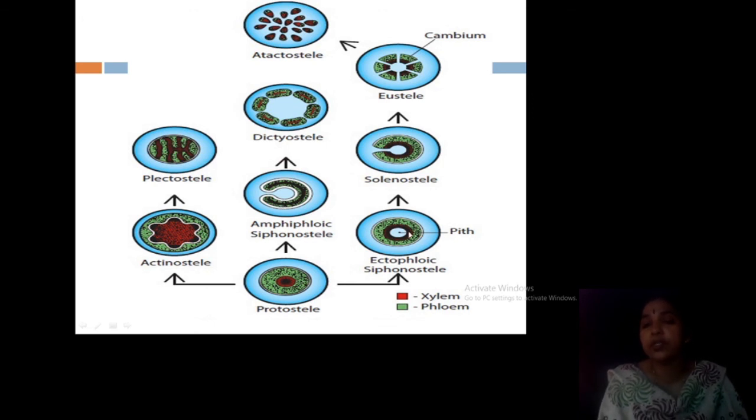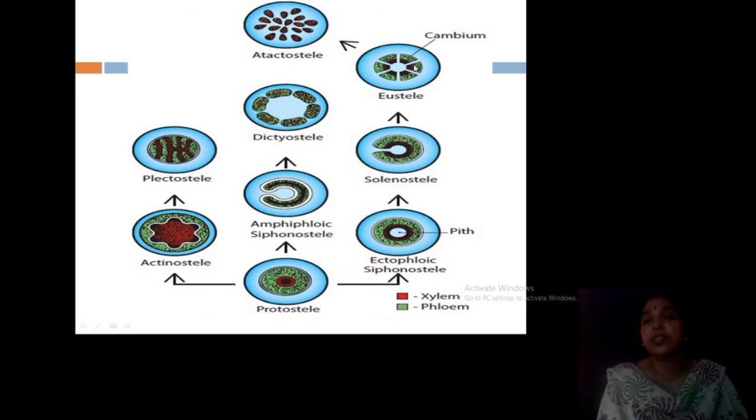Ectoploic, only one phloem outside xylem. Pith, xylem and phloem. Amphiploic, what happens? Inside and outside phloem and one strand of xylem. A small leaf gap also present. What happens? Solenostele from ectoploic siphonostele, a break takes place and a leaf gap is formed and all other portions are similar to siphonostele. Then the solenostele again undergoes different breaks, like this it is formed, different concentric rings, that is eustele.